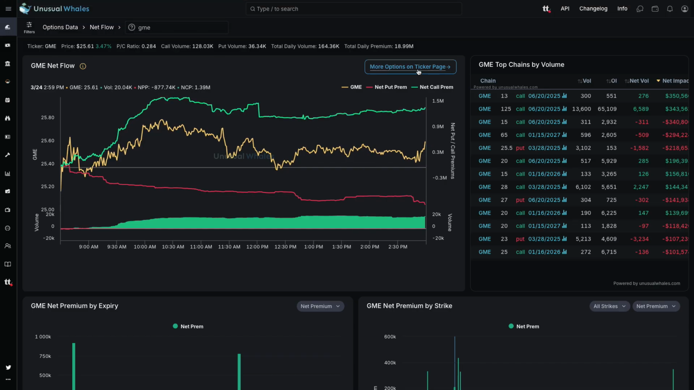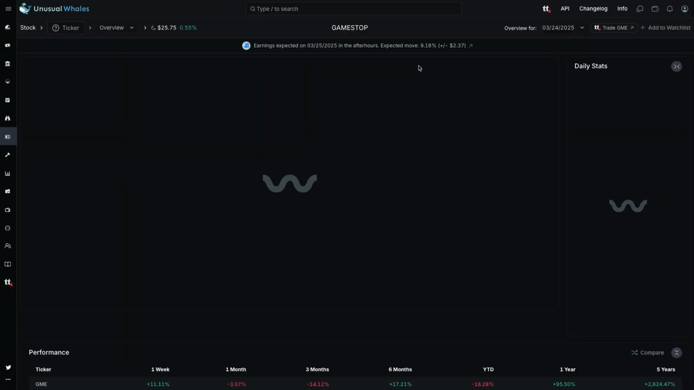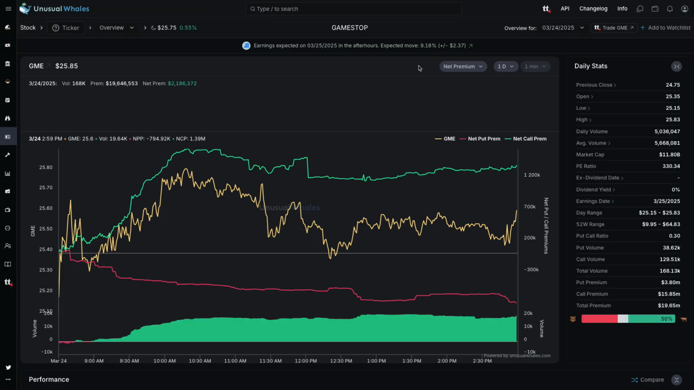So let's take a look at some of that option flow. Let's see what went down on GameStop yesterday and try to get you prepared for what to expect after the closing bell today. As of recording, about 20 minutes ahead of the market open, the expected move has gone from 9.99% to 9.5% to now 9.18%. That's plus or minus about $2.40, we'll call it.